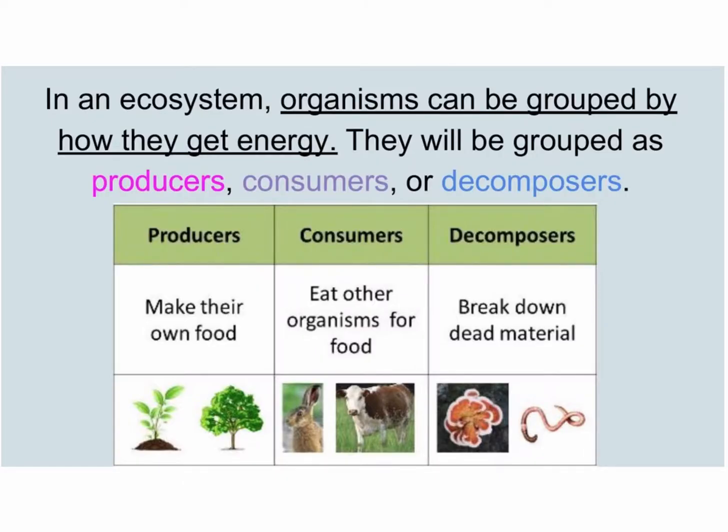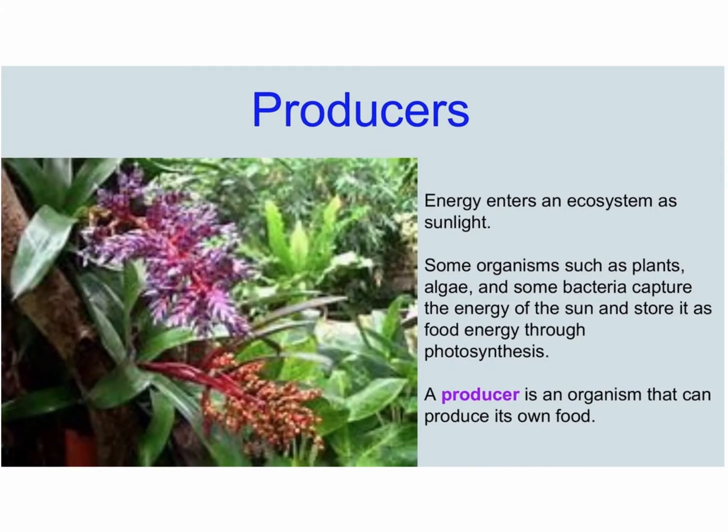In an ecosystem, organisms can be grouped by how they get energy. They're going to be grouped either as producers, consumers, or decomposers. So let's look at producers first. Producers actually produce their own food. That's how they get their name.